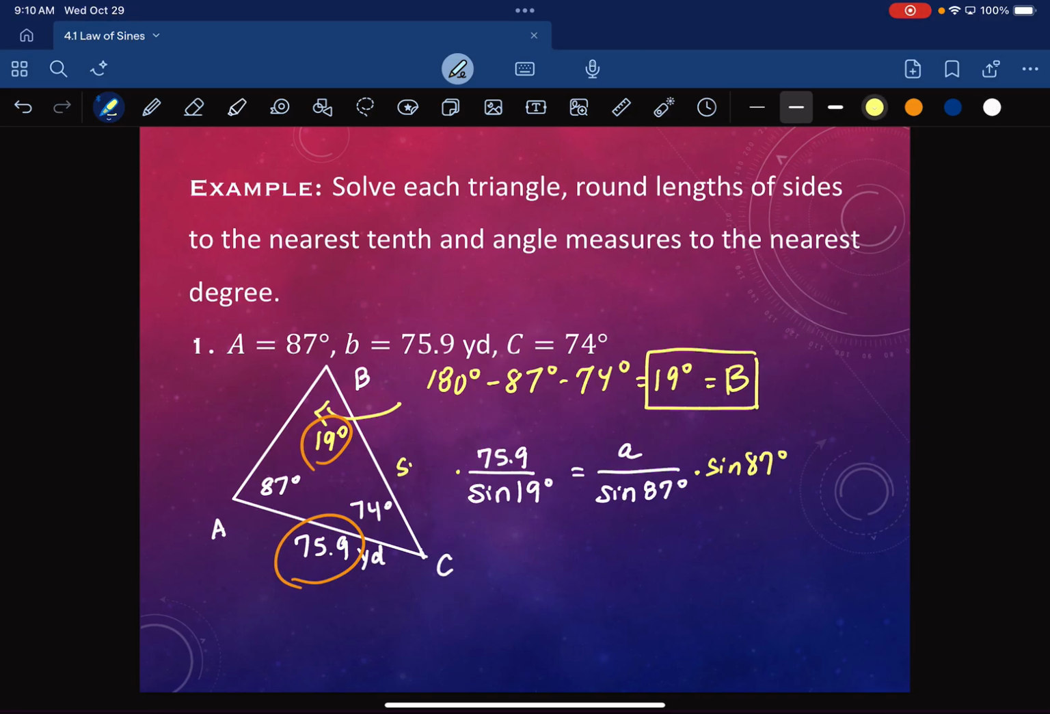As you're using your calculator today and moving forward in this section, you need to make sure your calculator is in what mode? Degree mode. We're going to be using degrees in this section again. As you're looking at this, could you have cross-multiplied? Yeah, you could have. That'd be fine. But eventually, if you cross-multiply, you're going to still have to move that sine 19 that you multiplied by A back to the other side. So I'm not going to move it to start with, but if you did, it would be okay. So we're going to take sine of 87 degrees times 75.9 divided by sine of 19 degrees, and that's going to give us side A. What does that give us?